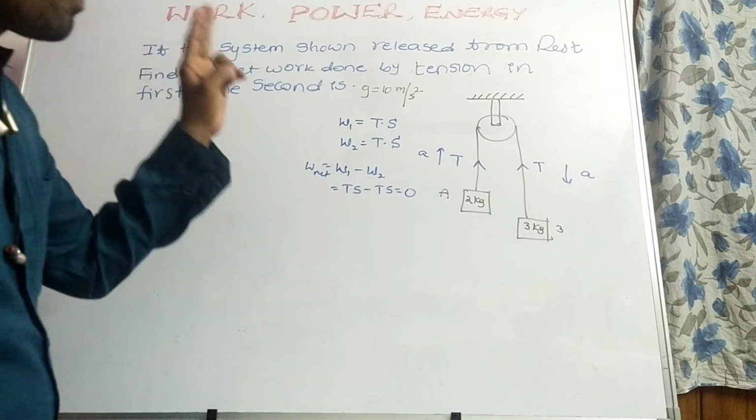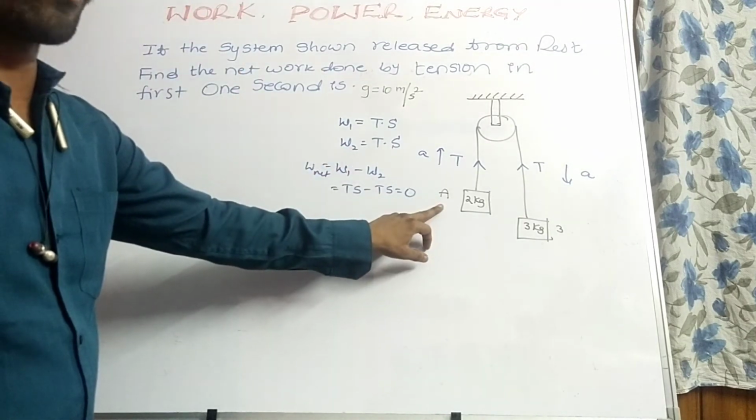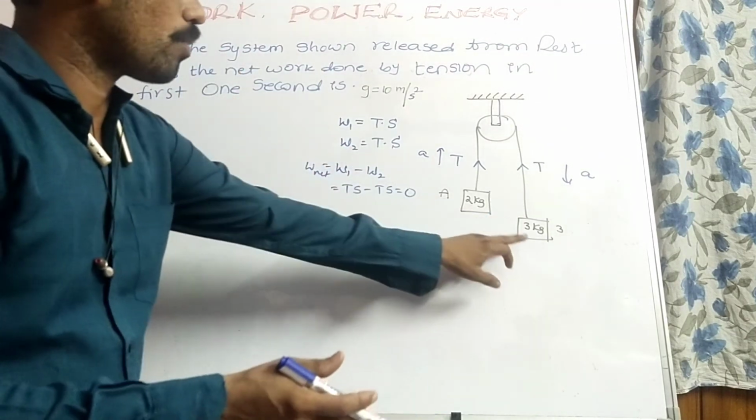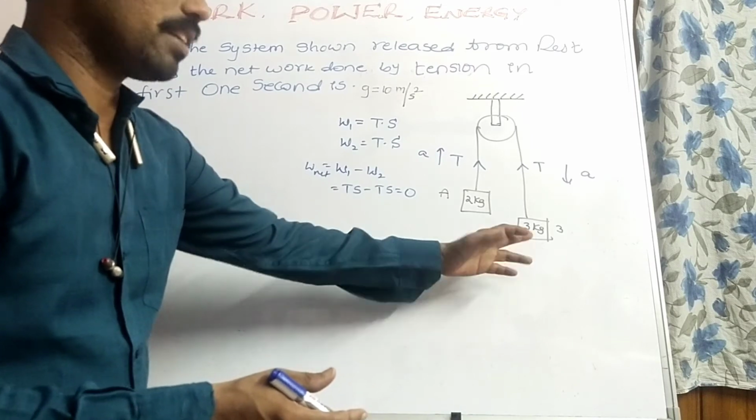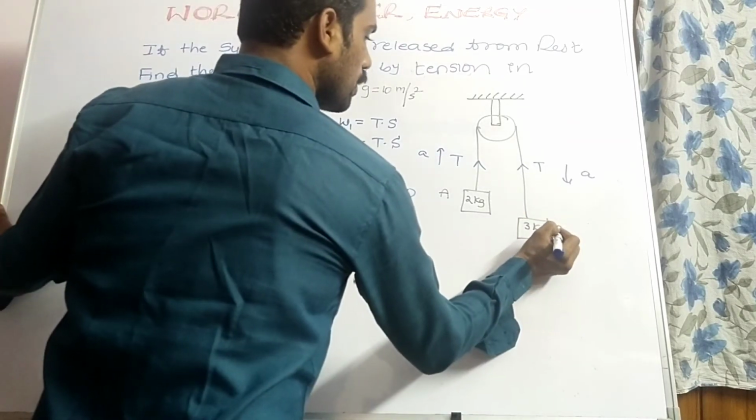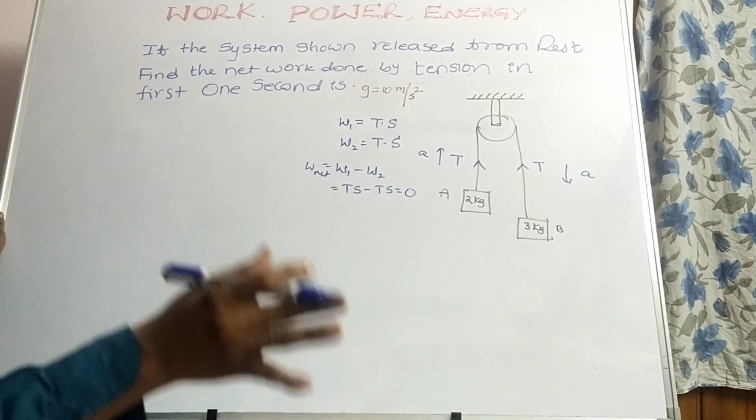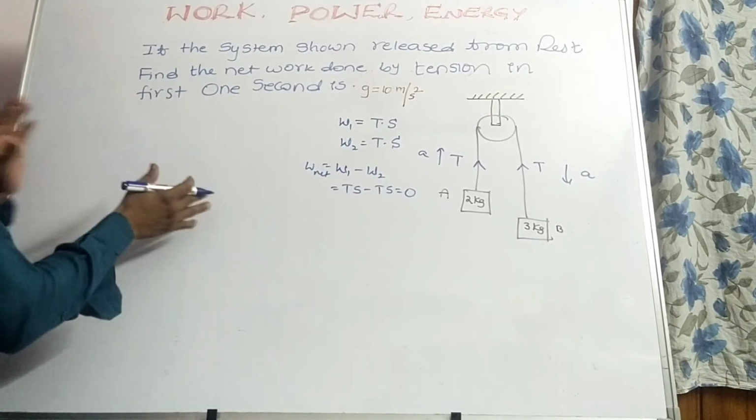That means in a particular situation, if we consider the work done by A as positive, the work done by B is negative. So the net work done will be 0. But we have to solve it.